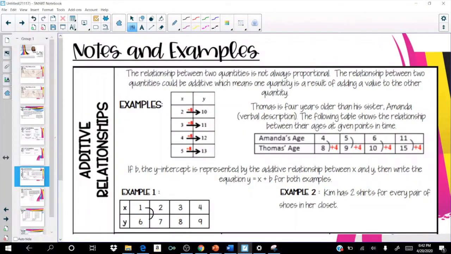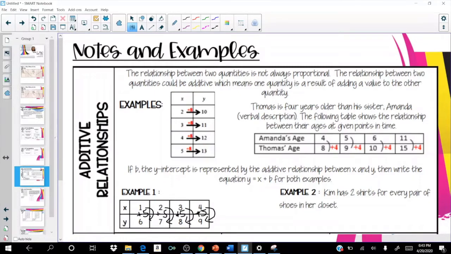Okay, so add 5. 2 to 7, again you would add 5. 3 plus what would give me 8? 5 again. And 4 to 9, add 5. Okay?